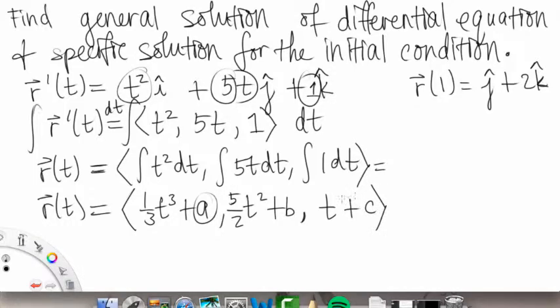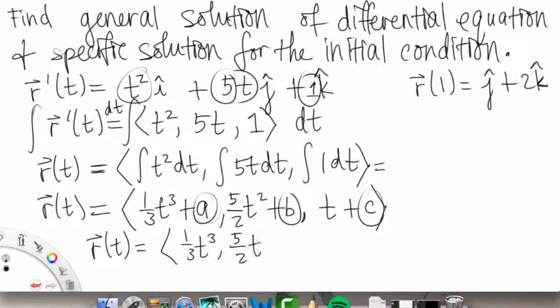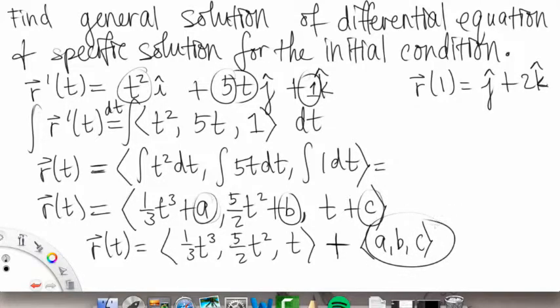As you can see here, this a, b, and c, we can take those out and separate them. So our r of t could equal 1 over 3 t to the third, comma 5 over 2 t squared, comma t. What I'm doing now is separating out the terms that include a t, our variable, and the terms that do not include a t. So that would be our a, b, c vector. Commonly this is referred to as a constant vector, and we'll just name it d. Constant vector d.